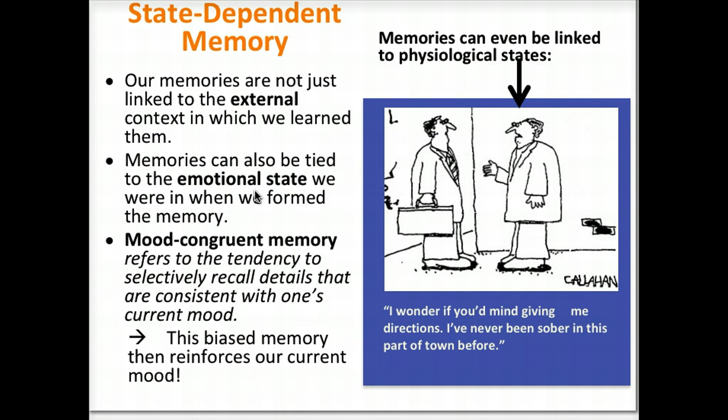It is easy to remember things that made you angry when you are angry again. It is easy to remember things that made you happy when you are happy again. Part of the reason that emotions build on themselves is that when you are happy, you think happy, you remember happy things, and so on and so forth. When you're mad, you think mad things, you remember mad things, all that good stuff. Okay? Memories can also be linked to physiological states.